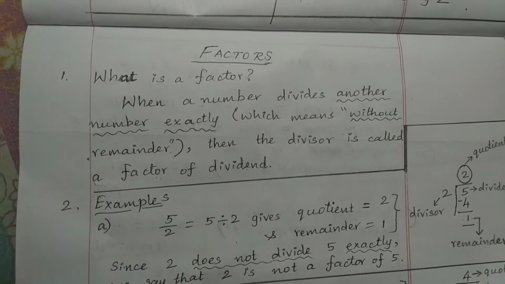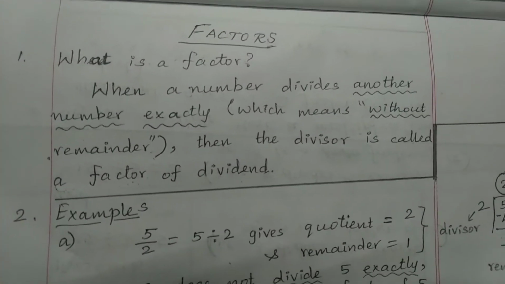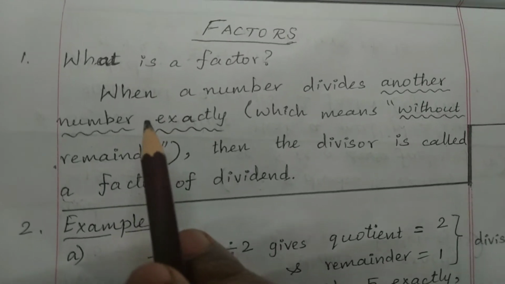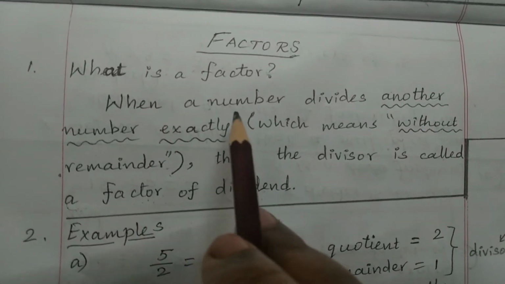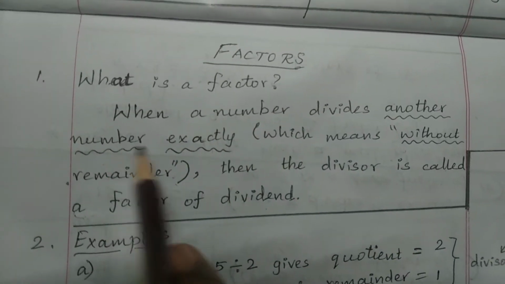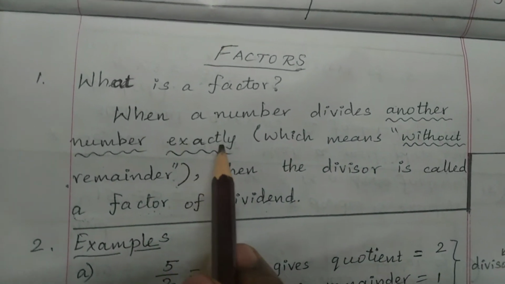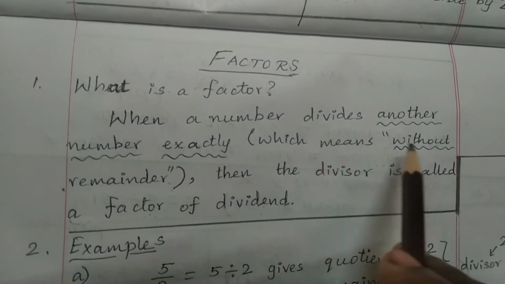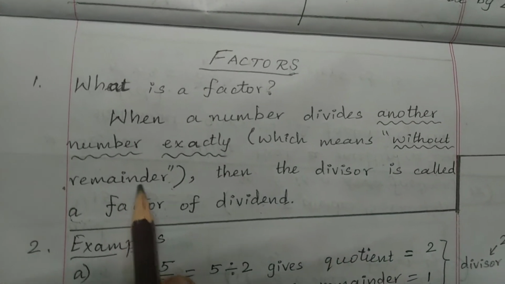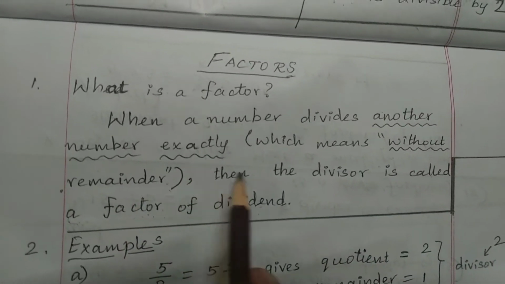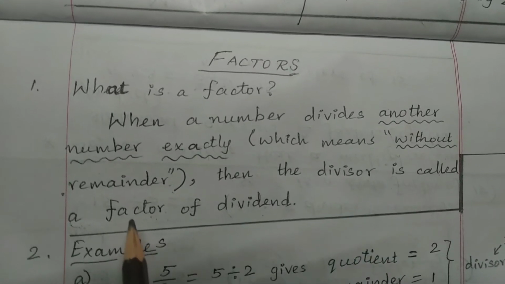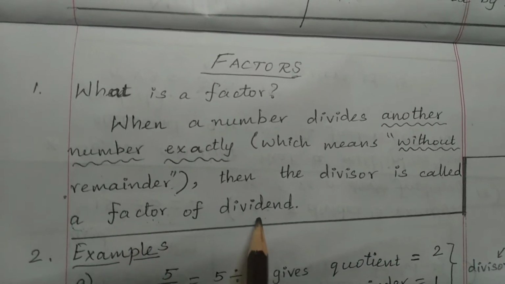Factors. What is a factor? Let us see the definition. When a number divides another number exactly. What do you mean by exactly dividing? Which means without a remainder. Then the divisor is called a factor of the dividend.